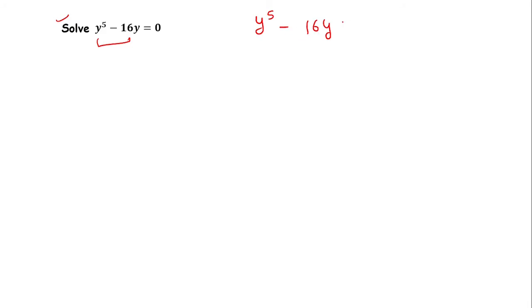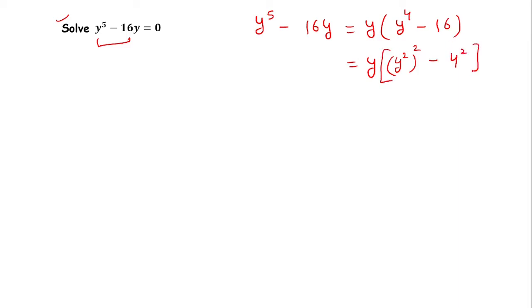First we check the common things. The common is y, and the rest is y power 4 minus 16. How do you factorize these two terms? This y power 4 can be written as y square square, and 16 can be written as 4 square. Why am I writing this? Because I want to use this formula: a square minus b square is equal to a plus b and a minus b.